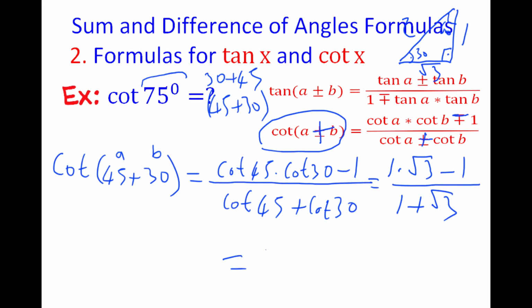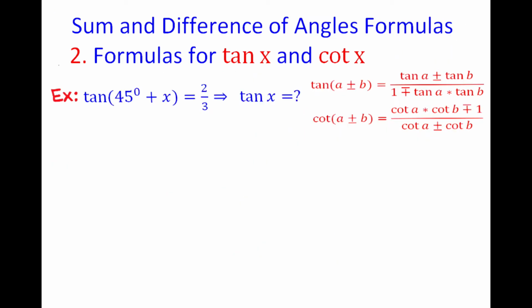So as you can see, our answer is going to be square root of 3 minus 1 divided by 1 plus square root of 3, guys. And this is our last question, guys, in this video. As a last question, I put here a little bit different question. Here we have tangent 45 plus x, and if this is equal to 2 divided by 3, and then what is the value of x?